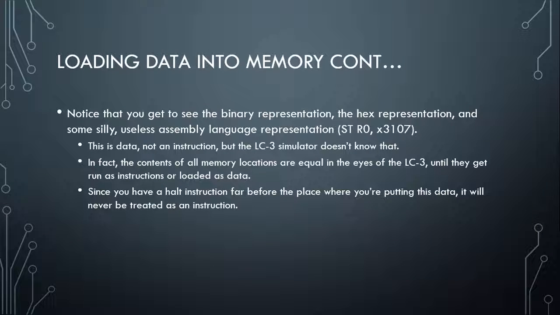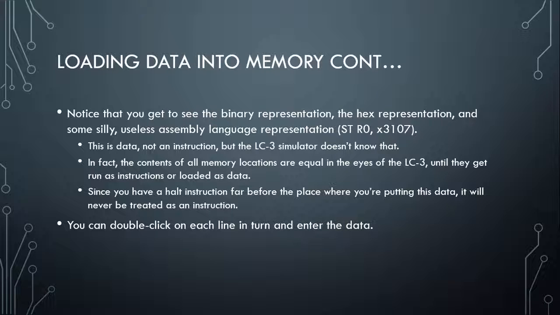Now, since we have a halt instruction far before the place that we're putting all this data, it's never going to be treated as instruction. So this program is going to start at location 3000, going to run through, it's going to hit the halt command, and it's going to stop. So if the halt command had not been there, it would have gone through treating everything as instructions until it eventually reached a halt command.